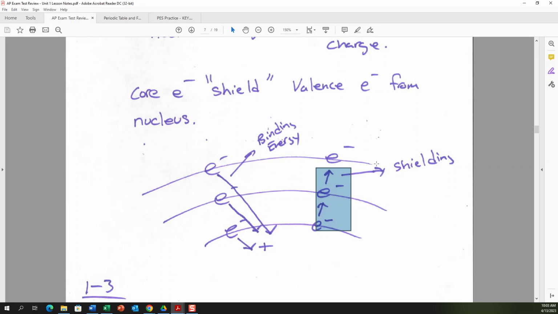And so there's this balancing act. So I might have more protons in the nucleus, but if I have more energy levels of electrons, I still might have a bigger radius, right? So if you remember, radius decreases going left to right because as you go left to right, you're gaining protons in the nucleus, right?